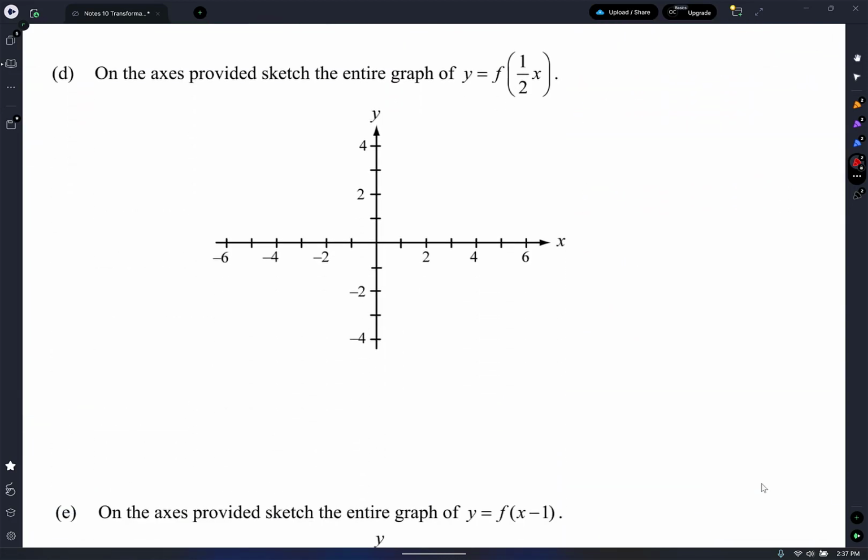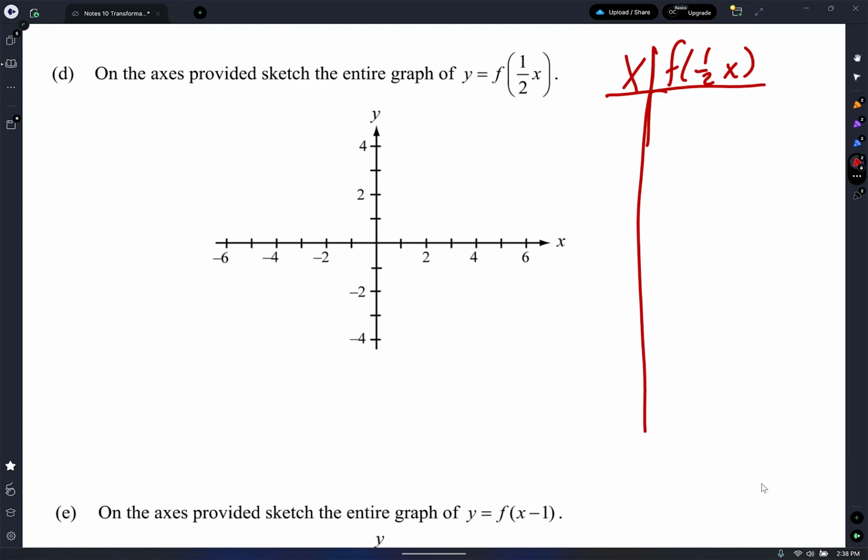Take a guess. What do you think is going to happen to this one? It says 1/2 x. So do you remember your stretch and compress? Who remembers what this 1/2 in the front does? Does it horizontally compress by a factor of half, or does it stretch it by a factor of 2? It's one of those two.